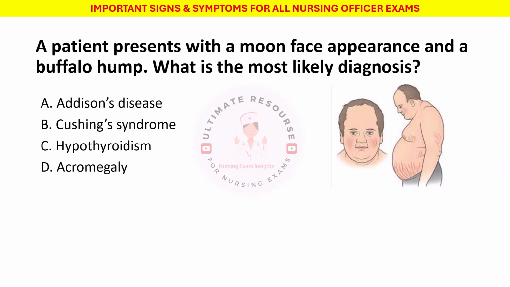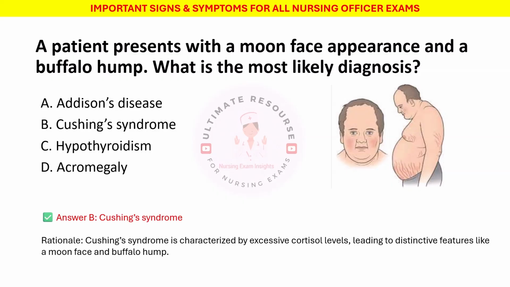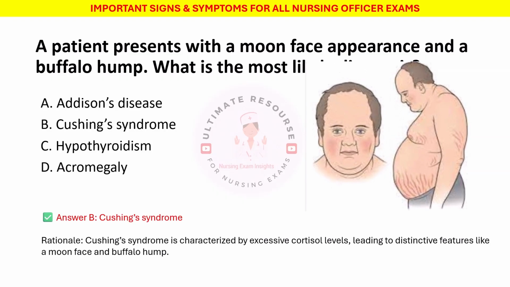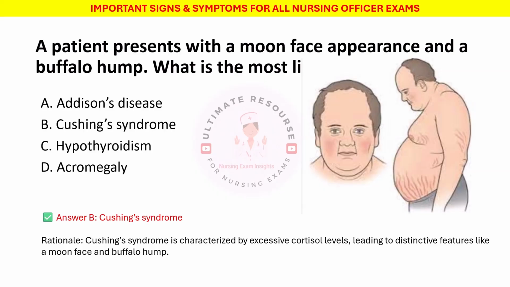A patient presents with a moon face appearance and a buffalo hump. What is the most likely diagnosis? Options are A. Addison's disease, B. Cushing syndrome, C. Hypothyroidism, D. Acromegaly. The answer is B. Cushing syndrome. Cushing syndrome is characterized by excessive cortisol levels, leading to distinctive features like a moon face and a buffalo hump.